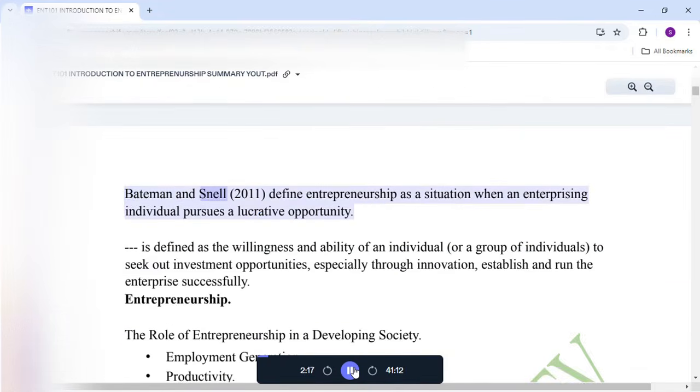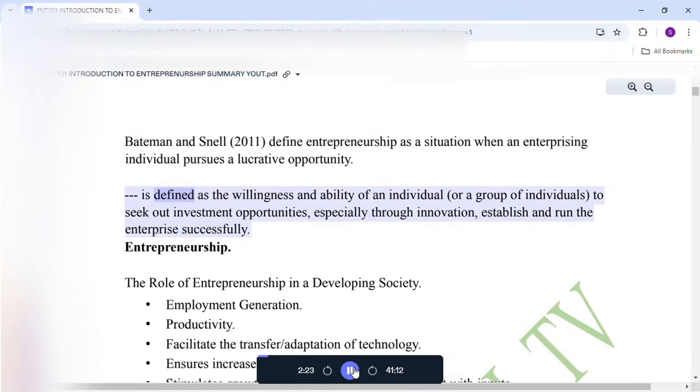Drucker, 1986. Bateman and Snell, 2011, define entrepreneurship as a situation when an enterprising individual pursues a lucrative opportunity. Entrepreneurship is defined as the willingness and ability of an individual, or a group of individuals, to seek out investment opportunities, especially through innovation, establish and run the enterprise successfully.